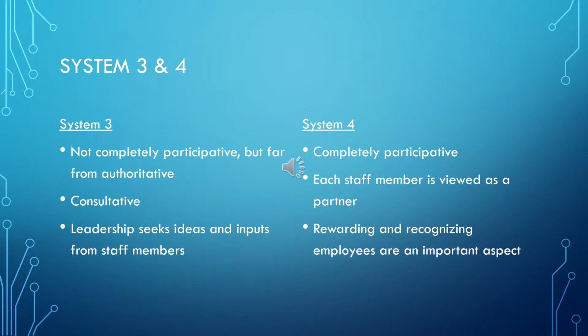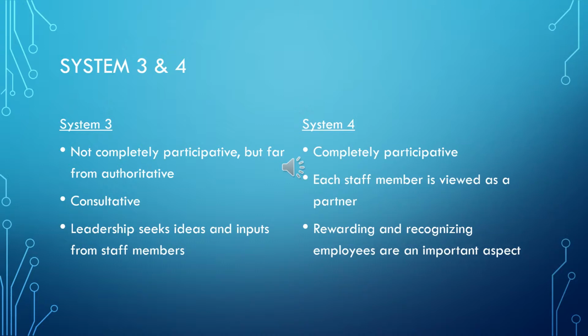Okay, next is System 3. The System 3 model is on the other side of the System 4 management continuum. It's not completely participative, but far from the authoritative method that System 1 and 2 had. It can be described as consultative. The leadership team consistently seeks ideas and inputs from its staff members, and it also prioritizes rewards and recognizes staff members. For the System 4 model, it is completely participative.